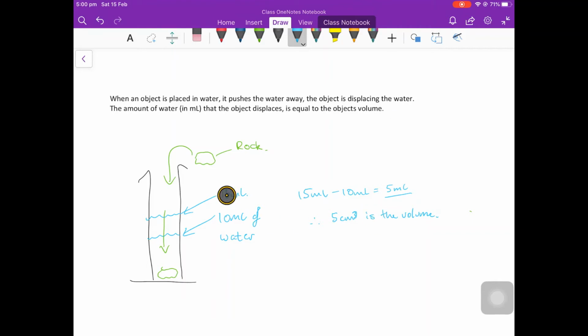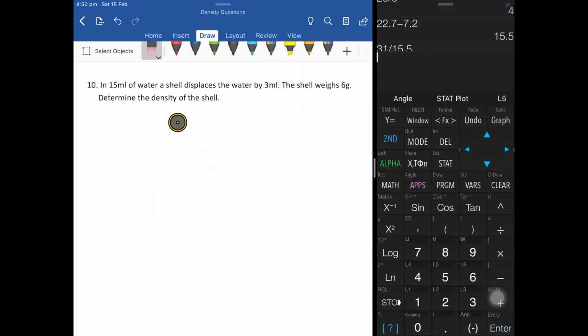So I guess a simple way to think about this is, for every 1 milliliter of water that's displaced, the volume of the object is 1 centimeter cubed. We can add to it 1 centimeter cubed. So let's solve some questions that use the displacement method.